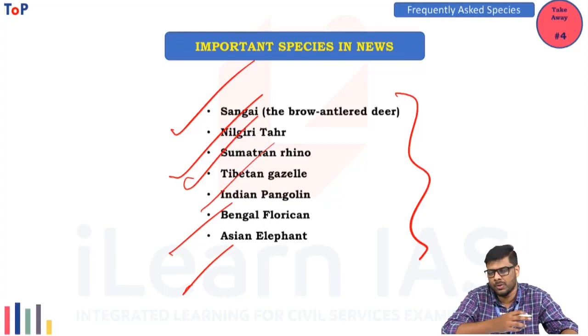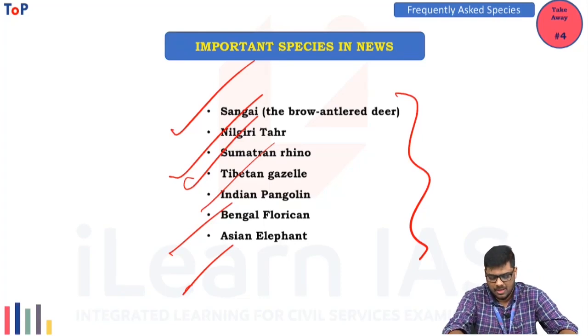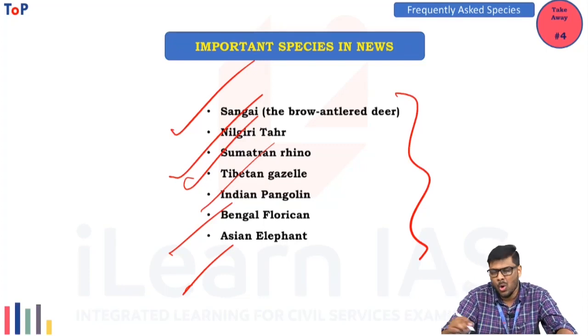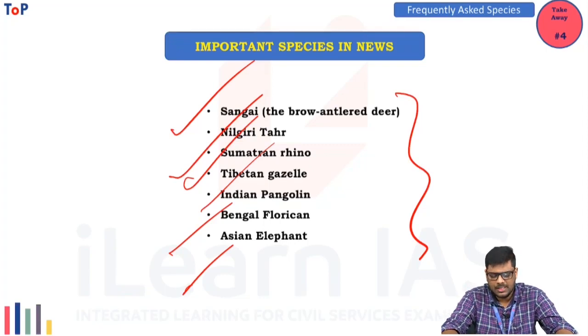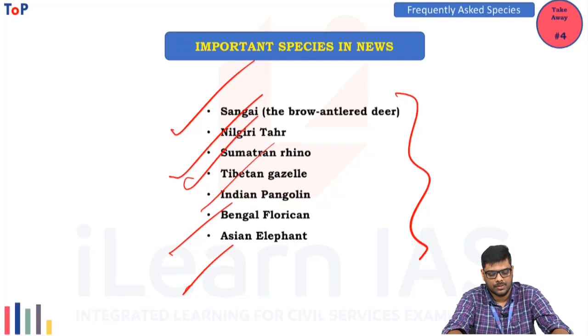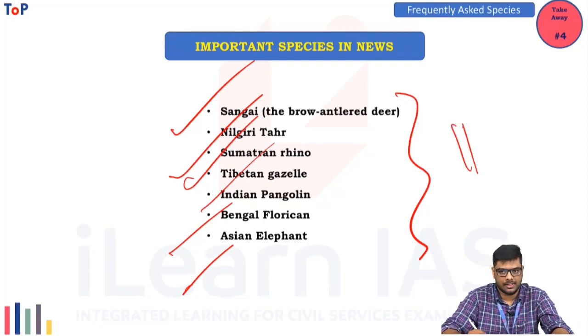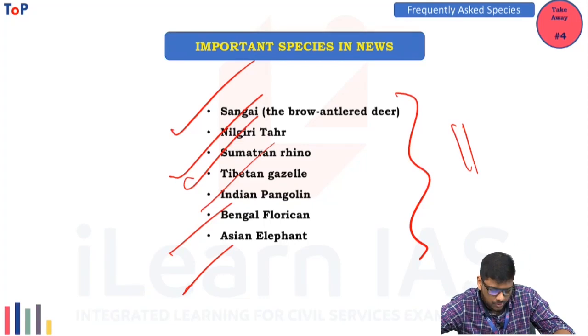For example, the Indian elephant was recently declared as national heritage animal. Bengal florican is an endangered bird which comes in news very frequently. Indian pangolin is famous because people smuggle it. And Tibetan gazelle, sometimes also known as goa gazelle, sometimes makes it confusing. And Sumatran rhino, another endangered rhino species, Nilgiri tahr and Mukurthi National Park, Sangai deer or Manipur dancing deer. These are the important species in news which can be asked by UPSC. So you have to focus upon them. Getting it? So these are the species you have to look upon.